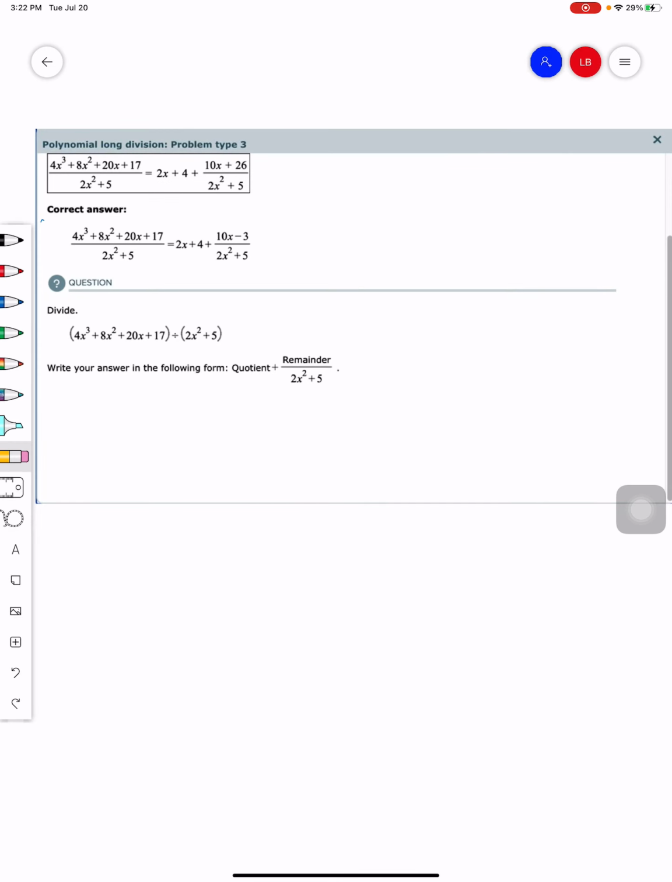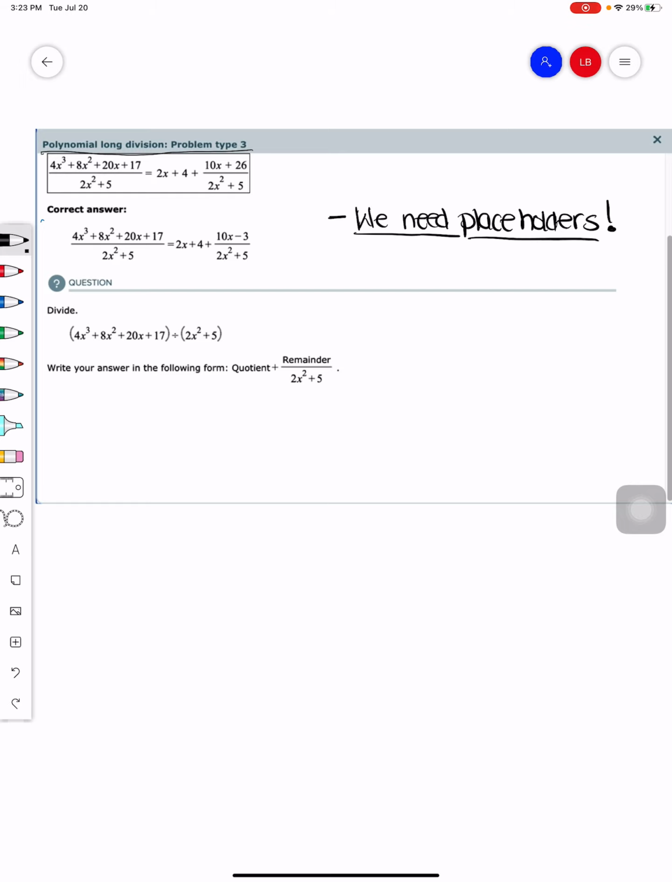All right, so we have problem type 3 for polynomial long division. Now, before we get started, I do have the correct answer up top, but that's because I wanted to leave the title in this screenshot. There are some things that we want to remember when we are working these types of problems. The big one here is that we need placeholders, but we need placeholders sometimes.